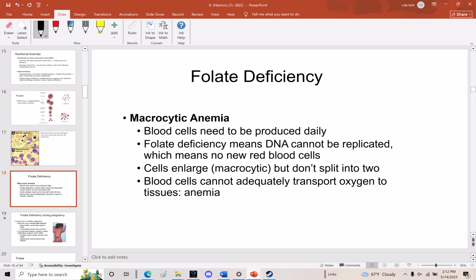So folate deficiency means DNA cannot be replicated, which means no new red blood cells. Cells get bigger, they don't split into two. Basically, they're stunted. So red cells cannot adequately transport oxygen. That's what anemia means. So anemia means blood cells cannot adequately transport oxygen. This is another consequence. So folate deficiency, megaloblastic anemia.